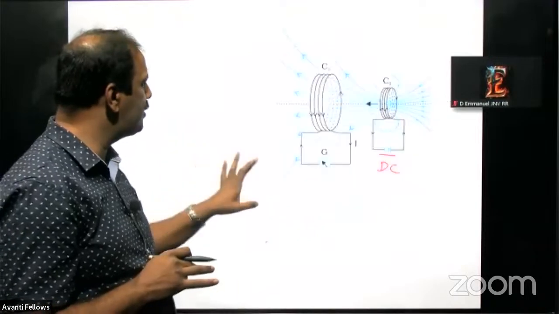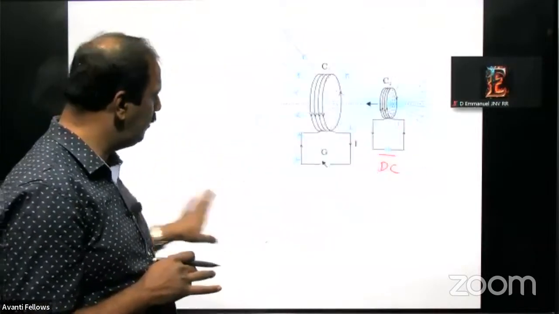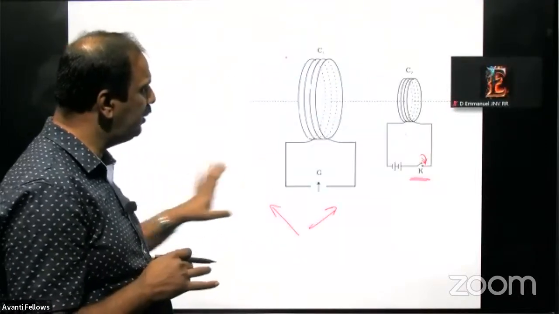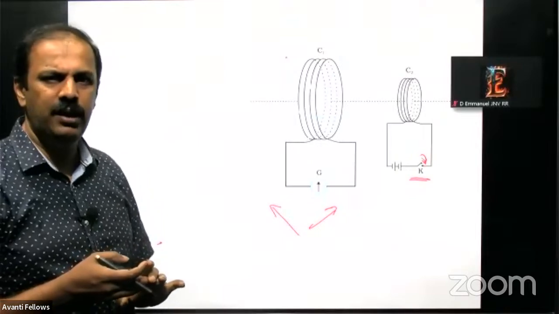So now, what is the total result of all these things? We have seen three things here. This is the first one, the second one is here, and the third one is here. So what is the total result of all these things?